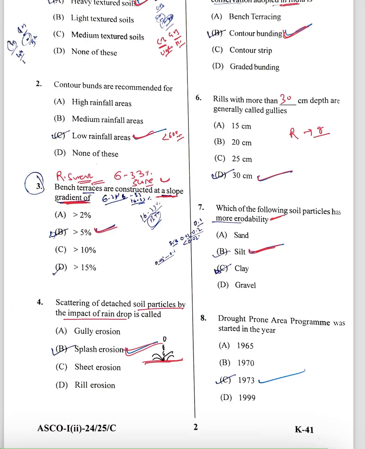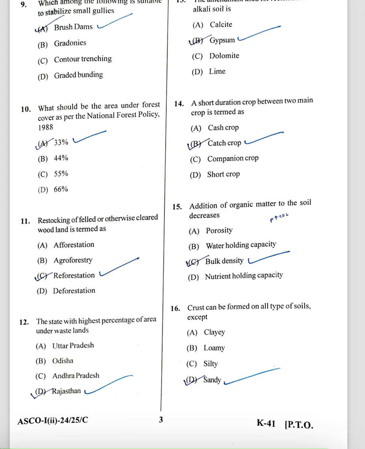Then coming to drought prone area program, it is about 1973. Then coming to which one of the following is suitable for stabilizing the small gullies? It is about brushwood dam. Then with respect to National Forest Policy 1988, the area under forest cover should be 33%. Then restocking of failed or otherwise cleared woodland is called reforestation. And then a state with highest percentage of area under wasteland, it is Rajasthan.